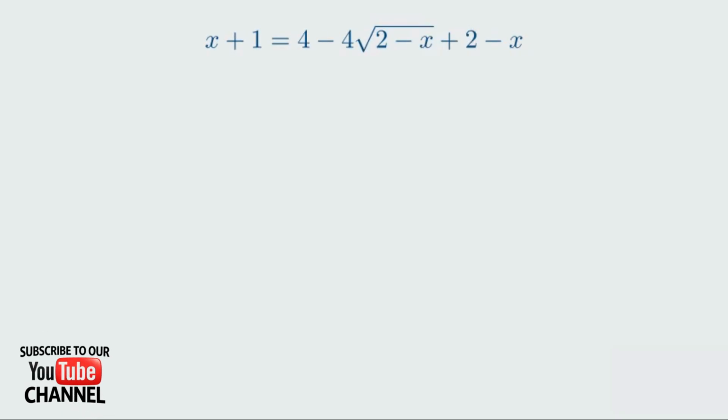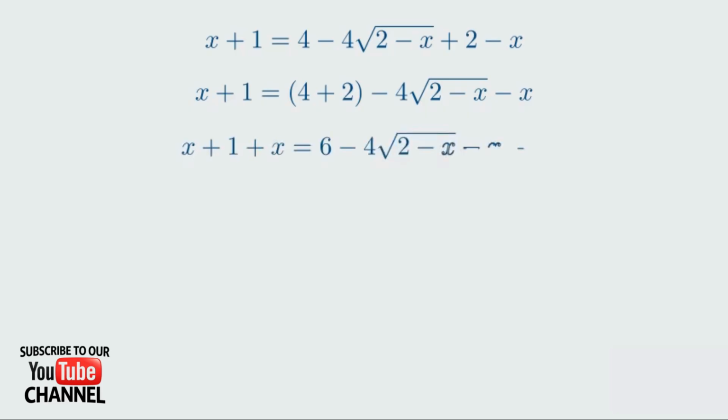Let's continue to simplify our equation and consolidate the terms. Our goal now is to get the remaining radical by itself again. This is our current equation. We can combine the constant terms on the right side. Combining 4 and 2 gives us 6, so we have x plus 1 equals 6 minus 4 times root 2 minus x. Now, let's work to isolate the radical.